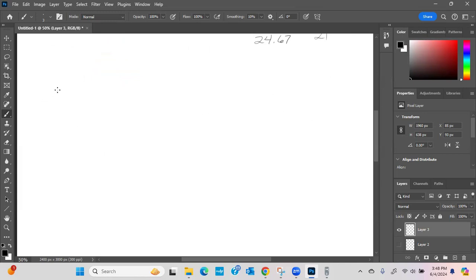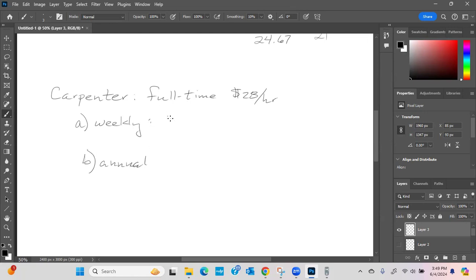Another type of problem we might see, let's say a carpenter works full-time and makes $28 an hour. We're asked to estimate their weekly and annual salary. So weekly, full-time is 40 hours times $28 per hour. Now, why did I multiply these?